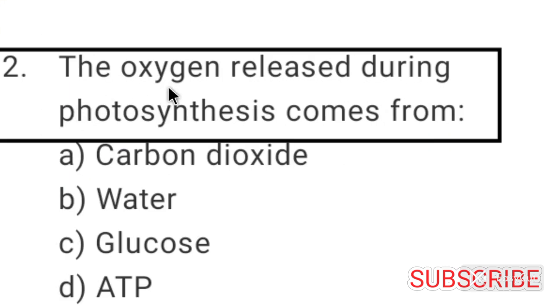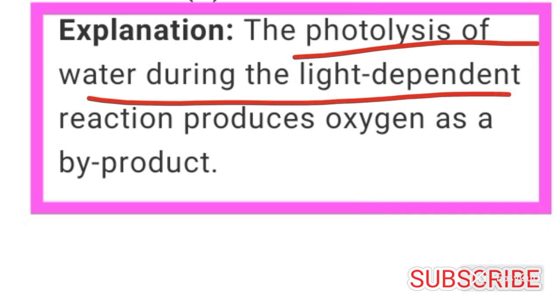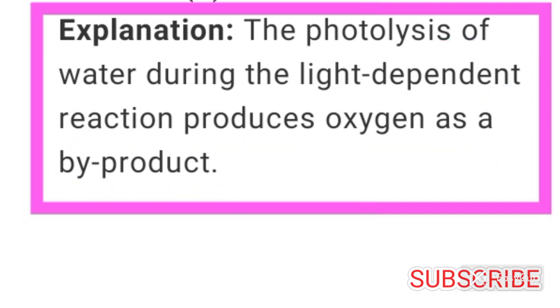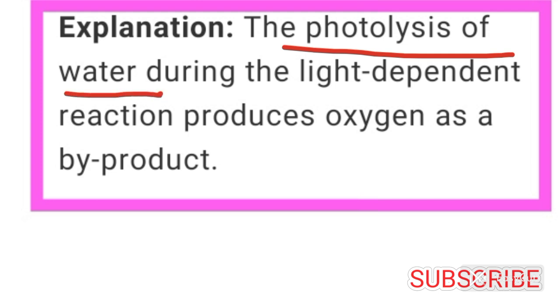Okay? Now come to question number 2. The oxygen released during photosynthesis comes from. Answer is option B. Water. The photolysis of water during the light-dependent reaction produces oxygen as a byproduct. Photolysis of water means splitting of water.